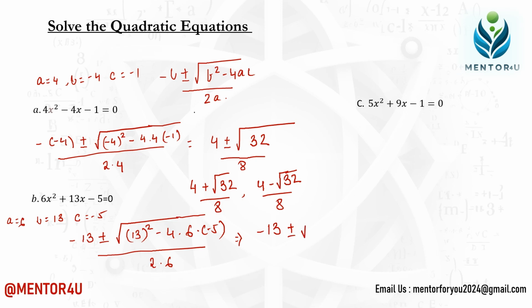So minus 13 plus minus root of 289, divided by 12. Root of 289 is going to be 17. So the roots are basically going to be minus 13 plus 17 divided by 12 and minus 13 minus 17 divided by 12.